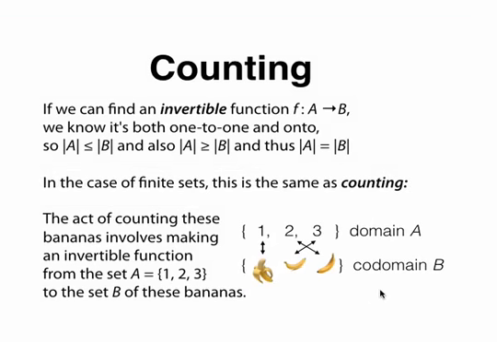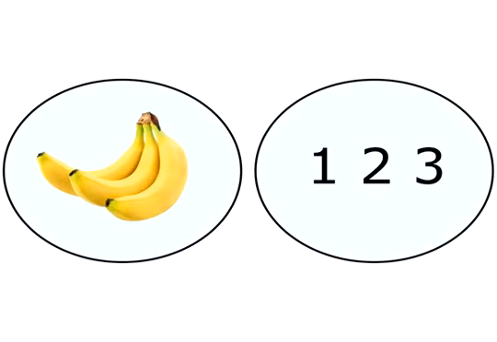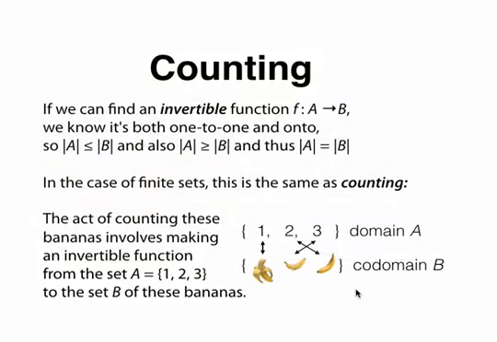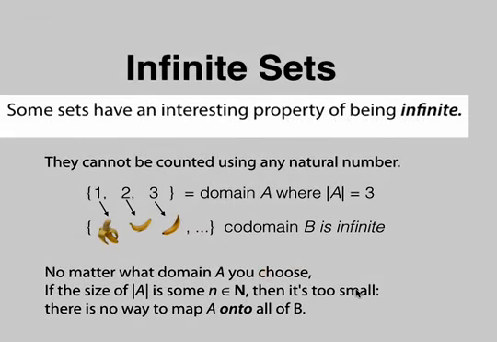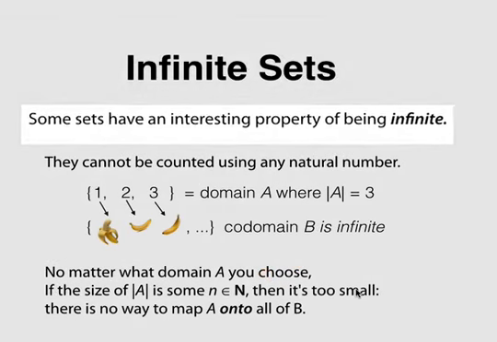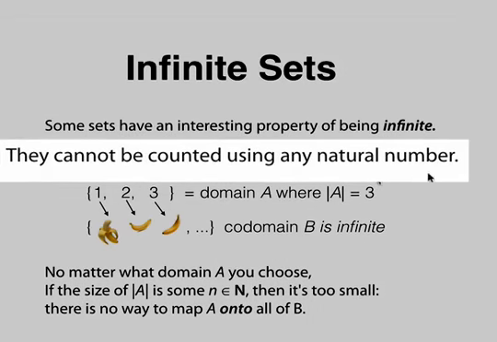So the reason this seems very obvious is because we've used mathematics to basically describe a very familiar situation. We've got finite sets of objects, like these bananas, and we've developed ways to describe how to find out if two sets are the same size, right? Now, with all this, we're going to explore a new concept of infinite sets. Some sets have an interesting property in mathematics of being infinite. What that means is they cannot be counted using any natural number.